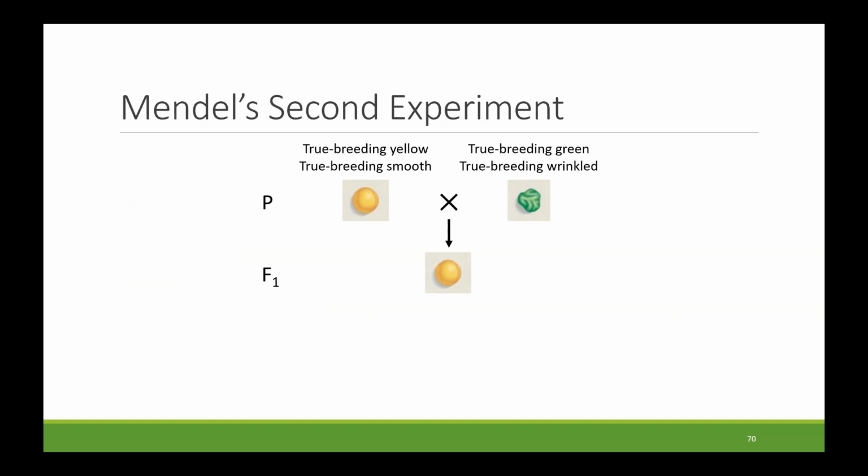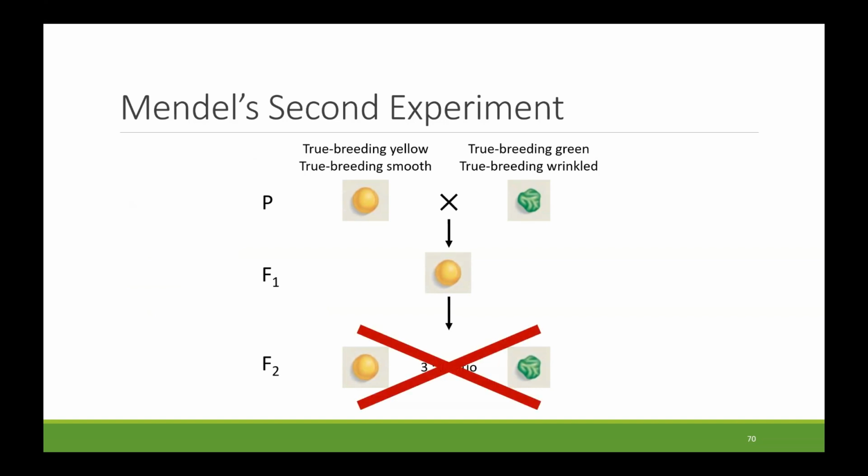Okay, so that's in line with what we saw before in the first experiments. There's nothing special there. But as you can probably guess, he didn't stop there. He let those F1 peas self-pollinate and produce an F2 generation. And what do you think that F2 generation looked like? If I ask you to guess based on what he saw in his first experiments, you might guess that he saw the green and wrinkled phenotype come back at a 3-to-1 ratio with the round and yellow peas. However, this is not what he saw.